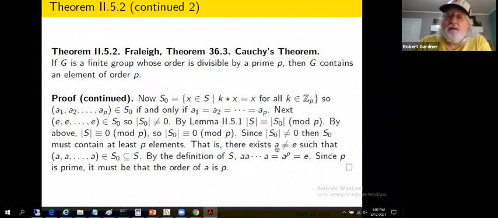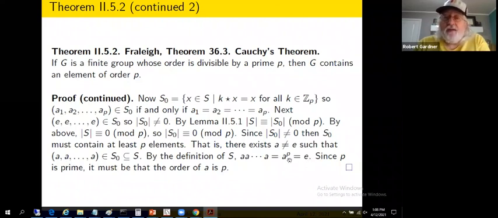Say a not equal to the identity, the tuple of all a's, for some a. I don't know what a is, but I know it exists by the counting argument, a tuple of all a's, which is in S sub 0. But then being in S sub 0 means if we multiply all those things together, we get a to the p power, we must get the identity out. There's your element right there that is of order p.